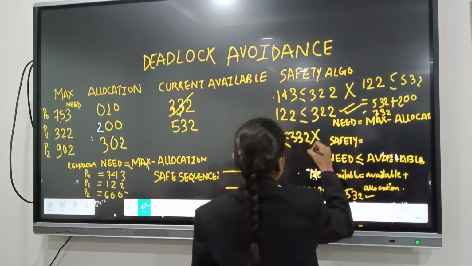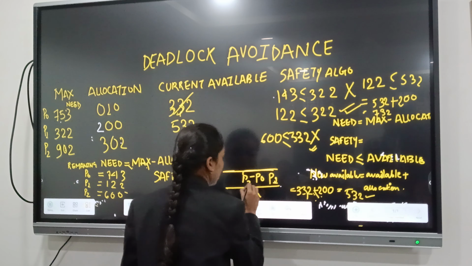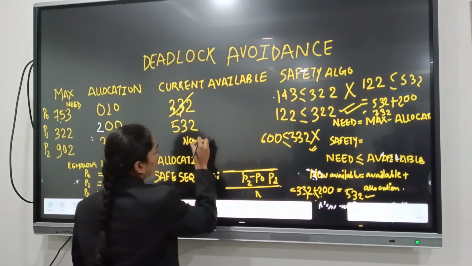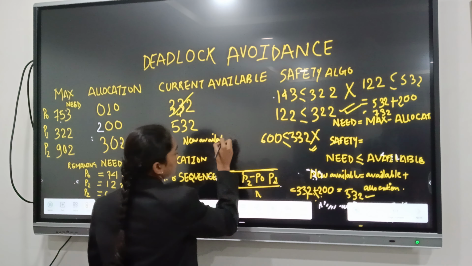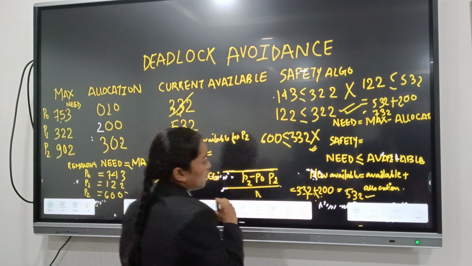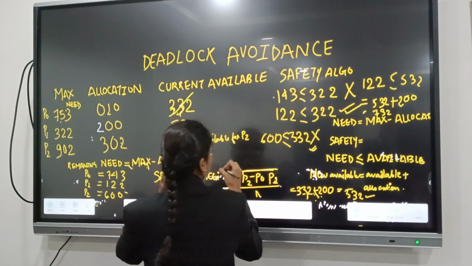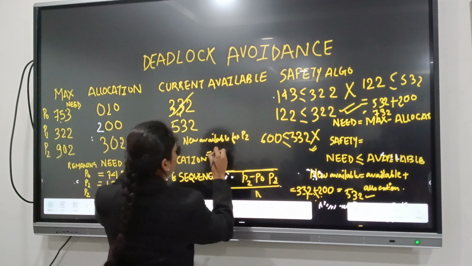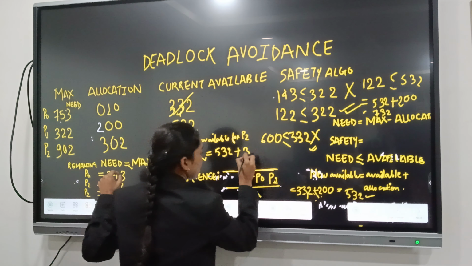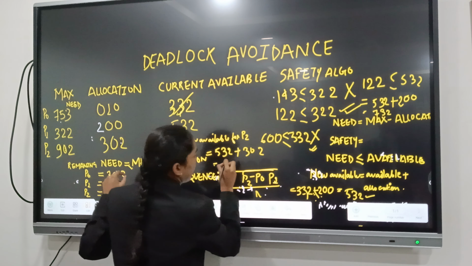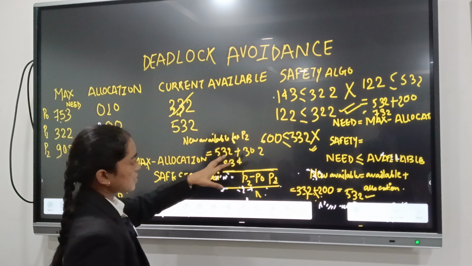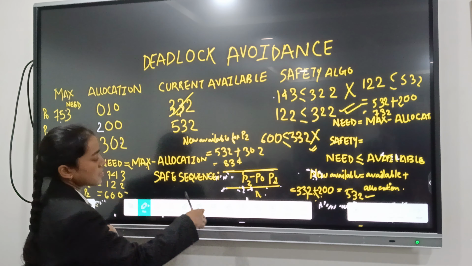Now the last process is P2. P2 will come here, and we will define the new available for P2 in the last, which is available plus allocation. The available is 532 and the allocation of P2 is 302. So it will be 834. So for the process P2, the last or new available is 834.